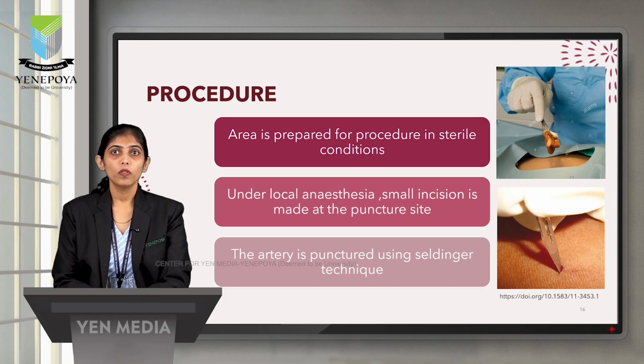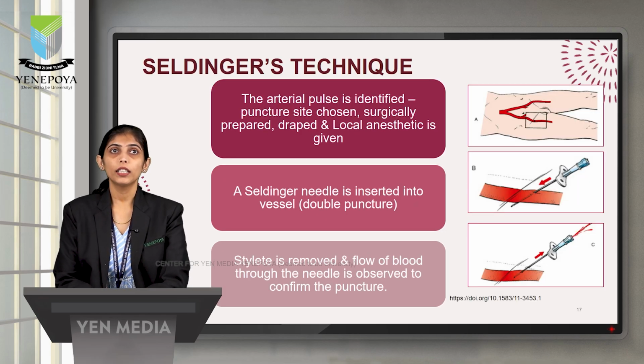Now we need to prepare the area for the procedure in sterile condition. Initially we will place a sterile drape. After placing the drape, we will clean the site with betadine. After cleaning the site with betadine, we will inject a local anesthesia. Once the local anesthesia is injected, a small incision is made at the puncture site. Once the incision is made, we perform the Seldinger technique.